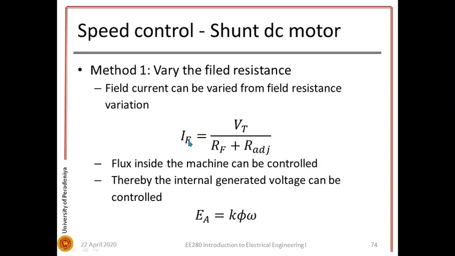If we look at the field equation, IF equals V terminal over RF plus R adjust. Here RF is the field winding resistance and R adjust is the external variable resistance. So by controlling R adjust, you could control the field current, thereby controlling the amount of flux generated inside the machine. When you control the flux inside the machine, that will change the internally generated voltage because phi is changed. So when you change EA, you could control the torque.